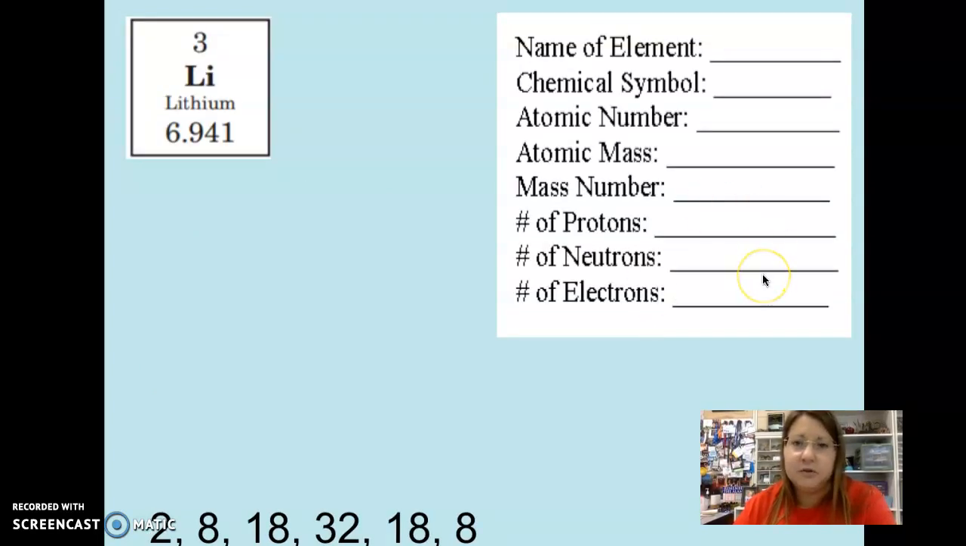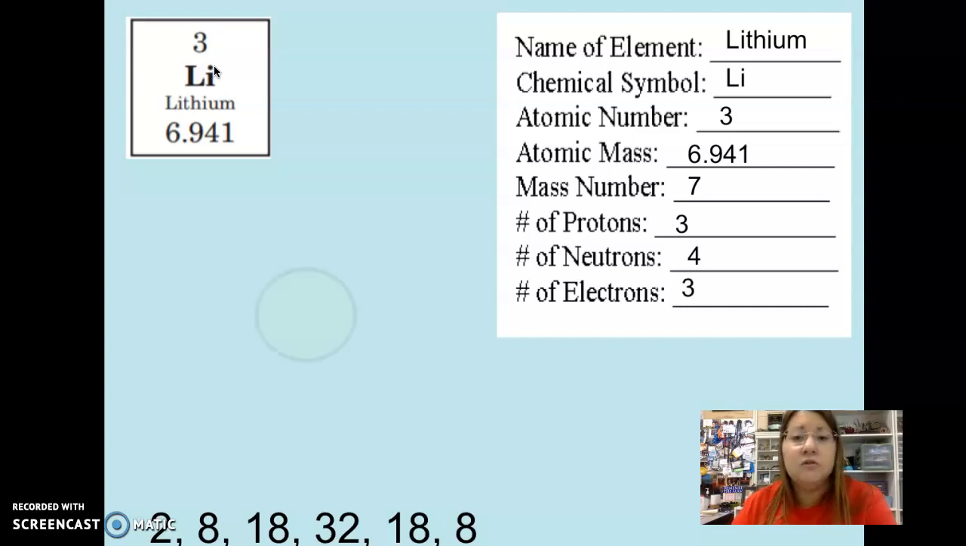Lithium is our next example. Our chemical symbol for lithium is Li. Atomic number is 3. Atomic mass is 6.941. So that's the information that's just contained on the periodic table in the screenshot that I have there. That's directly from your periodic table. Mass number 6.9 rounds up to 7. Our number of protons is the same as our atomic number, which is 3. Number of neutrons is 7 minus 3, so that's 4. And our number of electrons is 3.